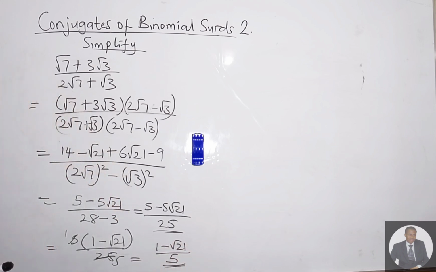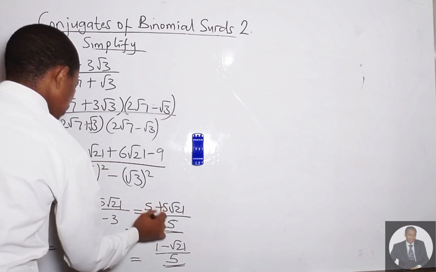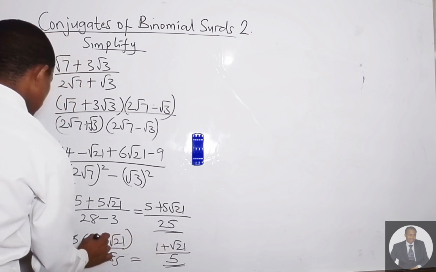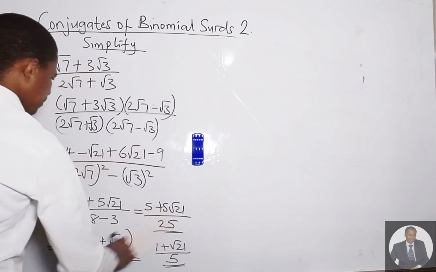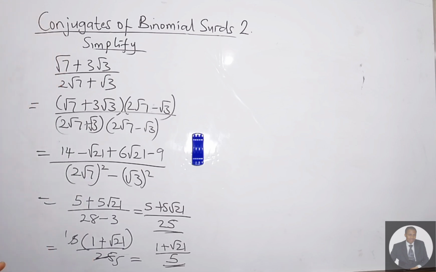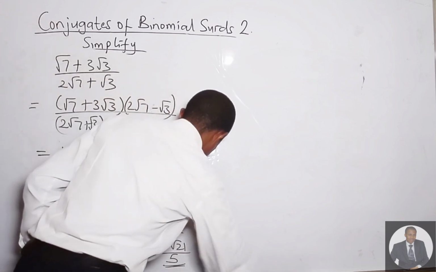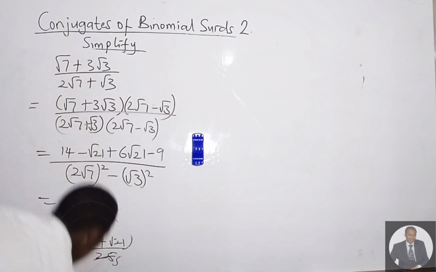Sorry, this should be plus, plus, because 6 minus 1 is 5. So our answer will be 1 plus root 21 over 5 as our final answer.